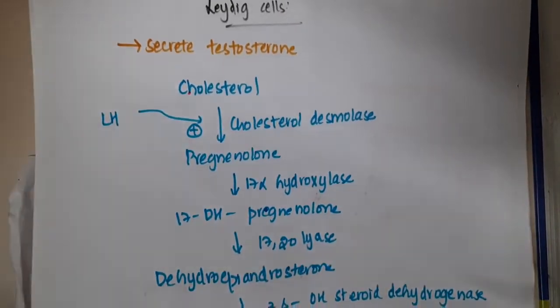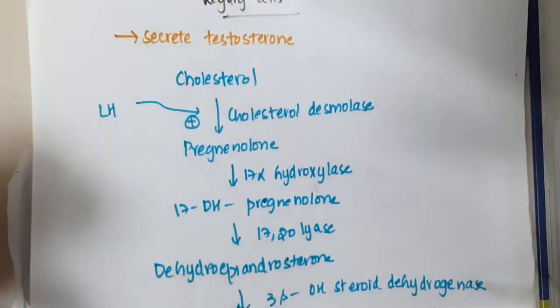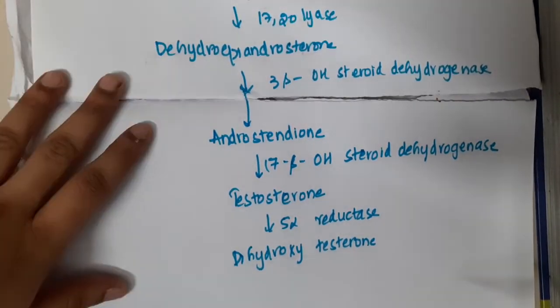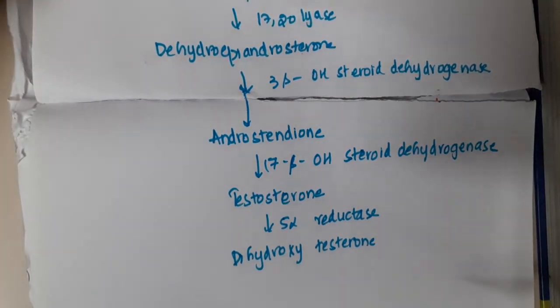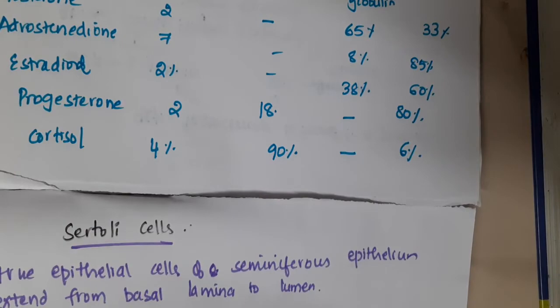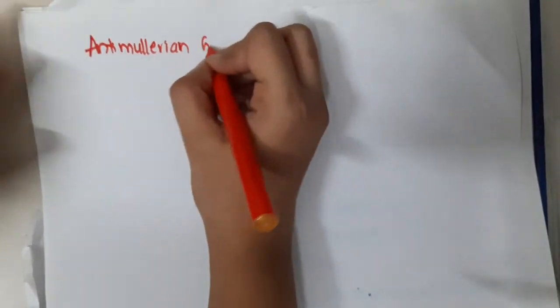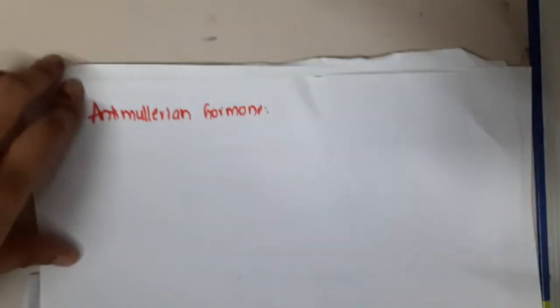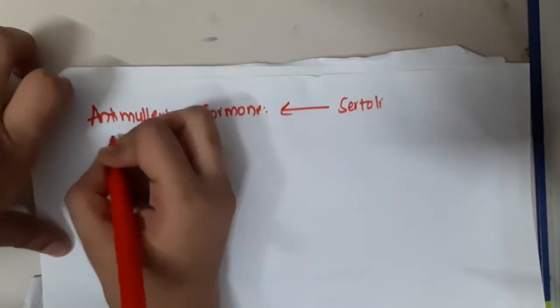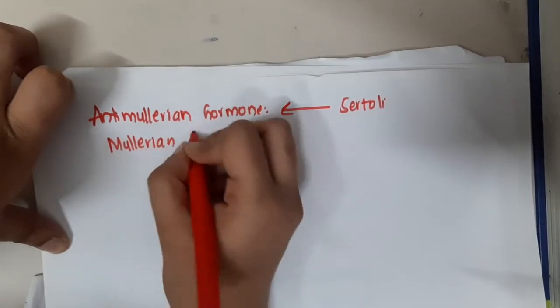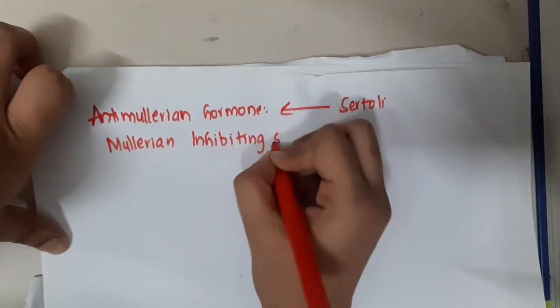So from cholesterol, testosterone gets synthesized in the Leydig cells. Now, one more important thing is the anti-Mullerian hormone, which is synthesized by the Sertoli cells. What are its functions? This is also important. Anti-Mullerian hormone is produced from Sertoli cells, and it is also called Mullerian inhibiting substance.